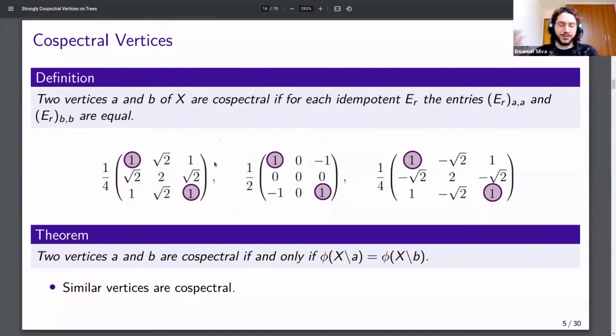And just to remember, two vertices are similar if there is an automorphism that maps one of the vertices to the other. Therefore, if we remove vertex a from our graph, the remaining graph is going to be isomorphic to the graph we get after removing vertex b. And therefore, if X minus a is isomorphic to X minus b, the two graphs are also cospectral, and therefore similar vertices are cospectral.